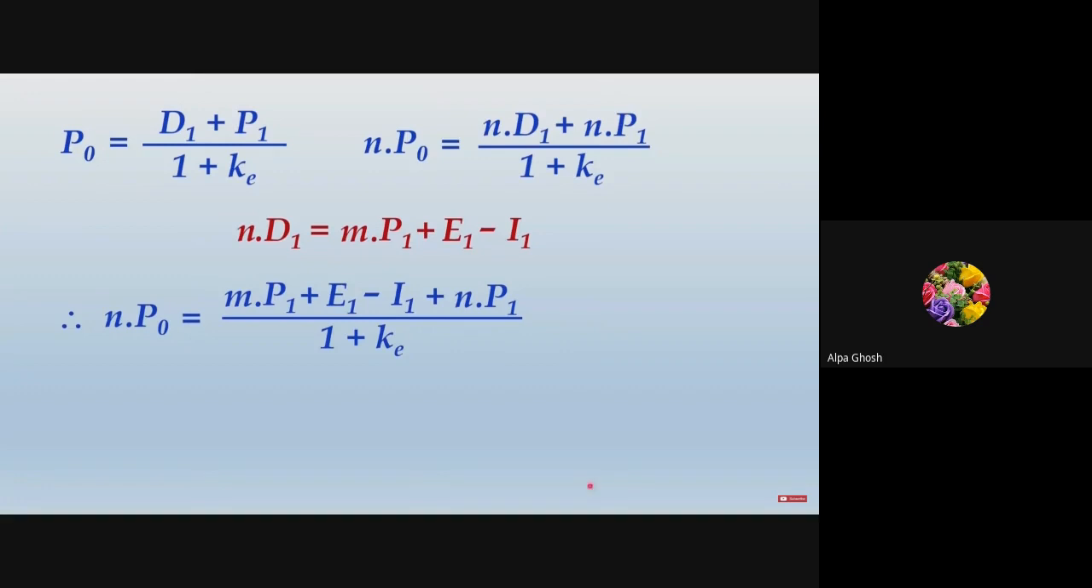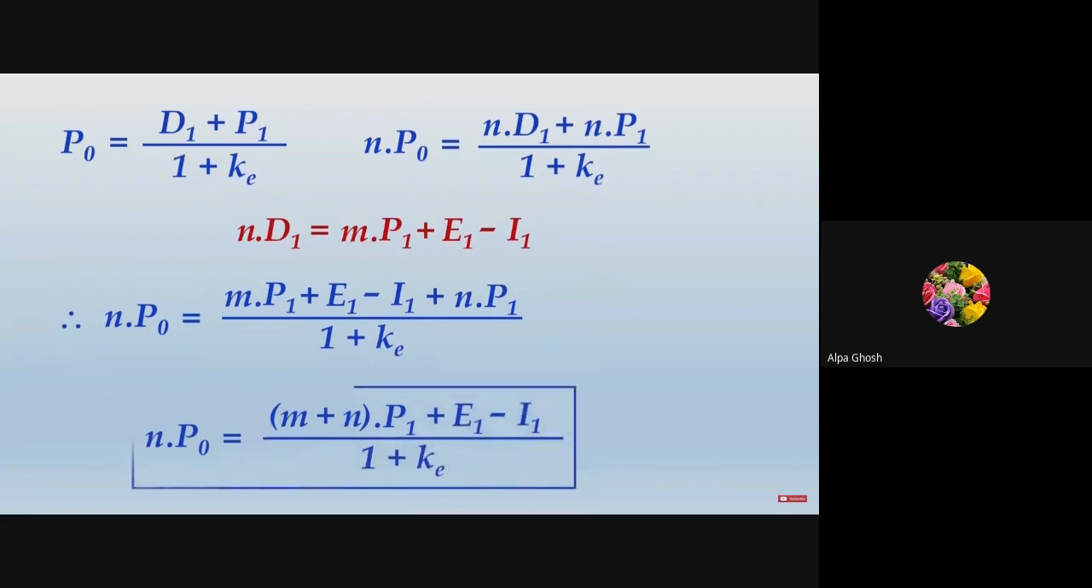And now can you notice this term N into P1 and this term M into P1, they both have P1 as common. So M into P1 plus N into P1 I can rewrite as M plus N within brackets into P1, like this. M plus N into P1 plus E1 minus I1 upon 1 plus KE will give you the value of N into P0, and this is how the MM formula is derived.